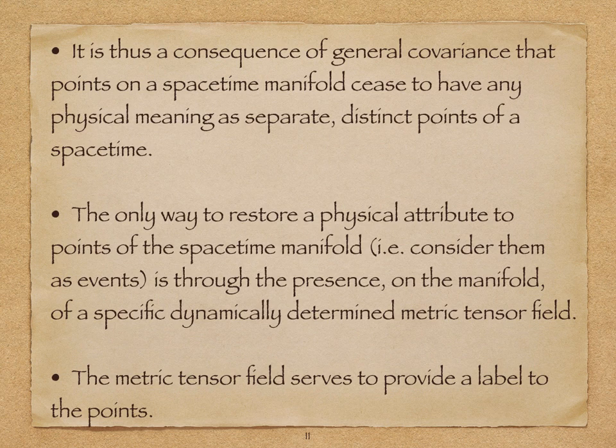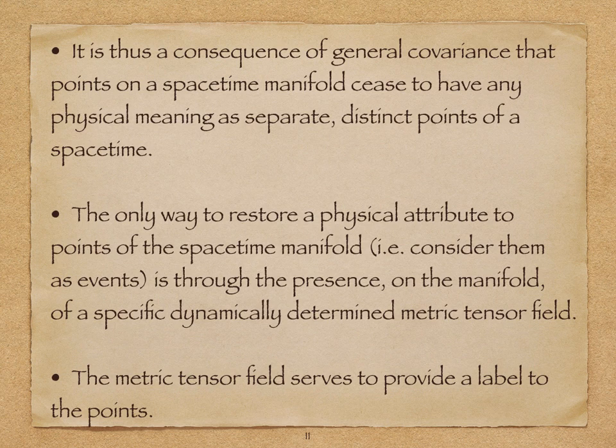The only way out to restore a physical attribute to points of the space-time manifold, that is to consider them as separate events, is through the presence on the manifold of a specific dynamically determined metric tensor field. Why? What does that mean? We came to the conclusion that points lose their separate identity because of general covariance. There's a way out. What can you do? You put a marker on these points. You say that there's a metric at P which is determined dynamically by Einstein equations. There's a metric at Q. So the way to distinguish points P and Q is to have something sitting atop it. If there's nothing on top of the space-time manifold, then you lose their physicality, their separate identity. So you put a marker. It's like putting a flag at point P, a different flag at point Q, and then you have a signature. You can say, oh yes, this is P, this is Q.